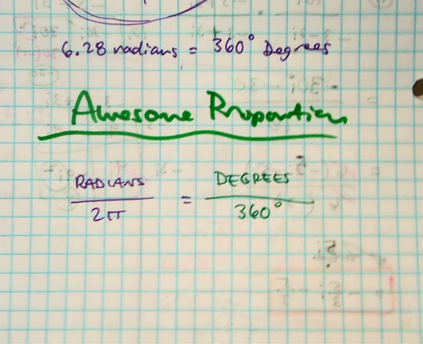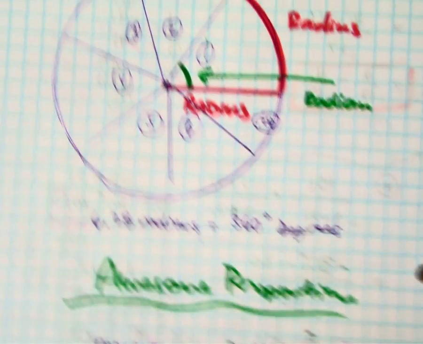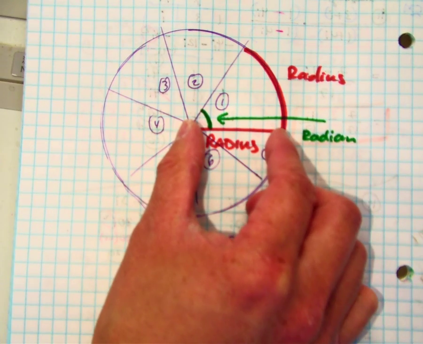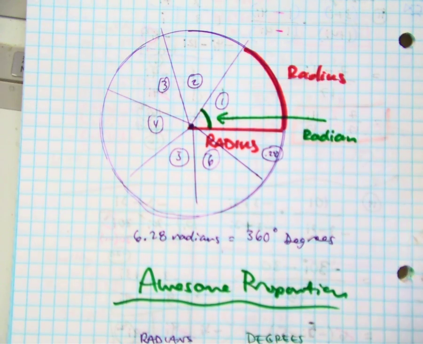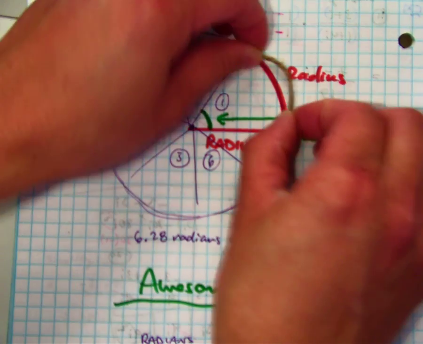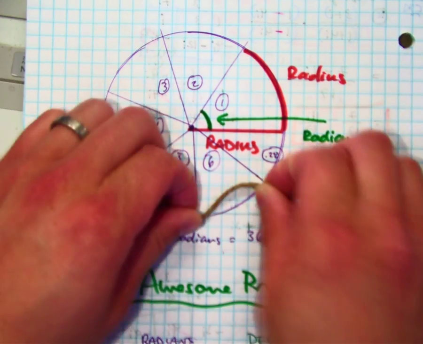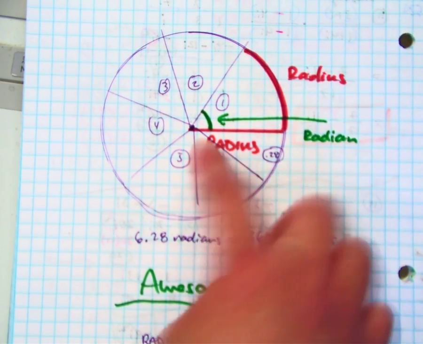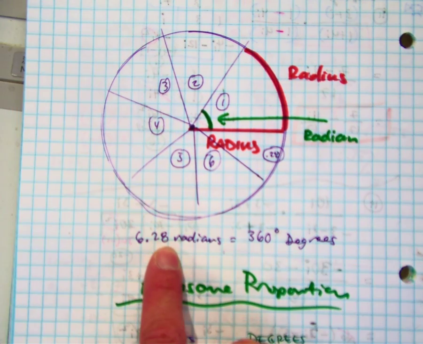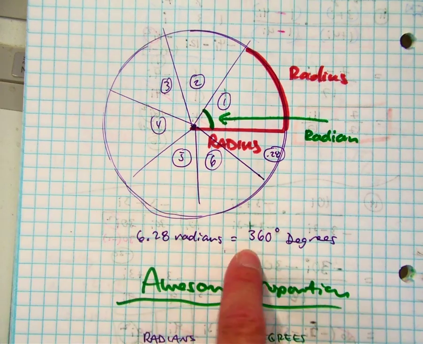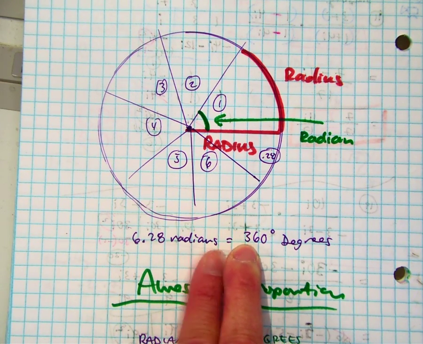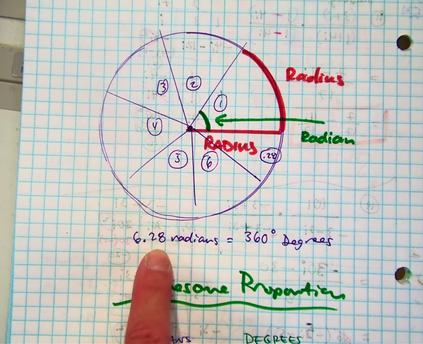Alright, so my introduction to radians and degrees is I showed you guys how to do that example. If I take the radius and I take the string and then eventually I go around, right? Mark off 6 sections and there's a little bit left. It was 6.28 if you add them all up. So that's 6.28 radians is equal to a circle is 360 degrees. So you can measure angles in both degrees and radians.